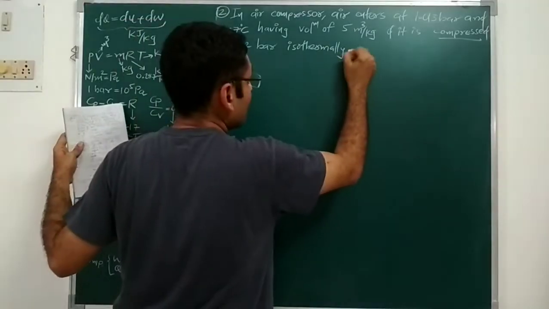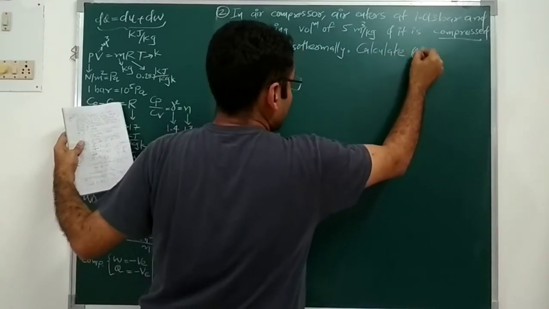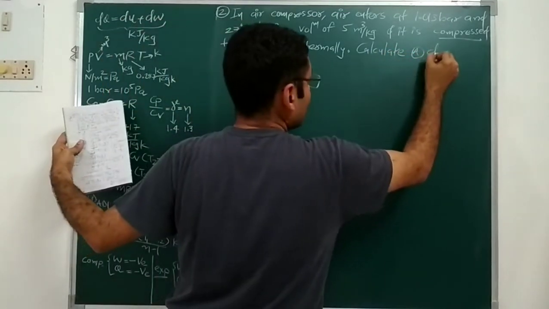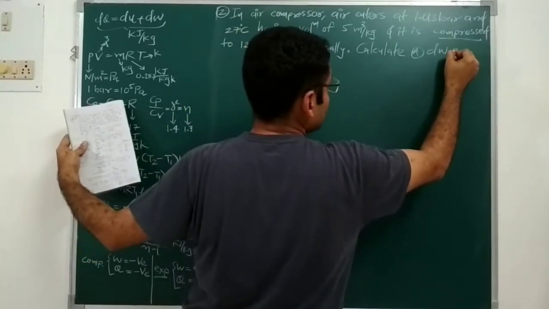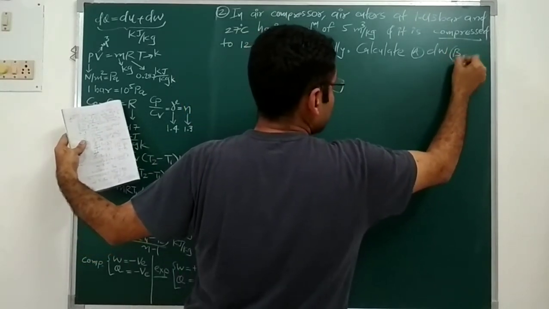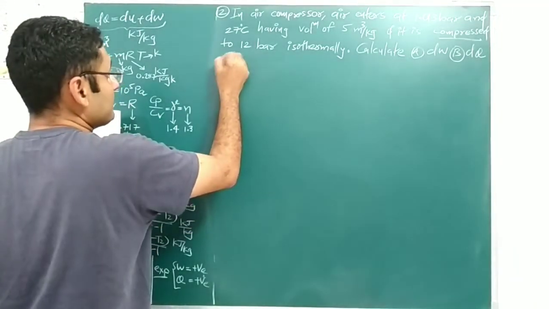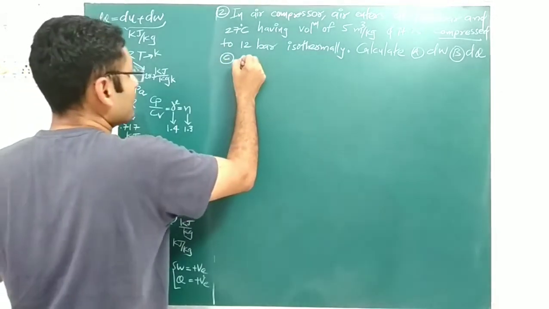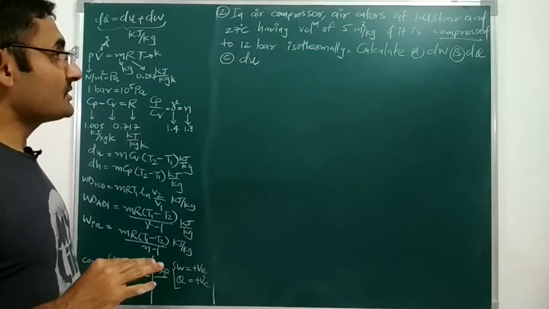Then what you have to do? Calculate a what? Work done, DW or WD, anything you can write. Next B is heat transfer, DQ or Q. Then C is change in internal energy, which is DU. That's it. That is the numerical.